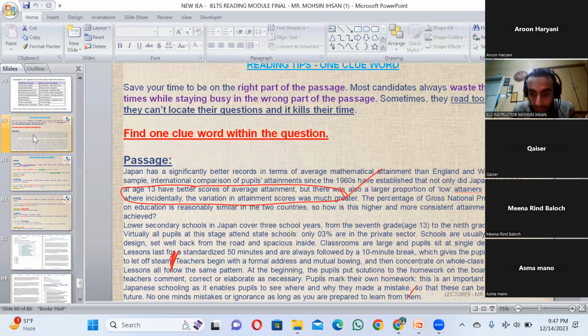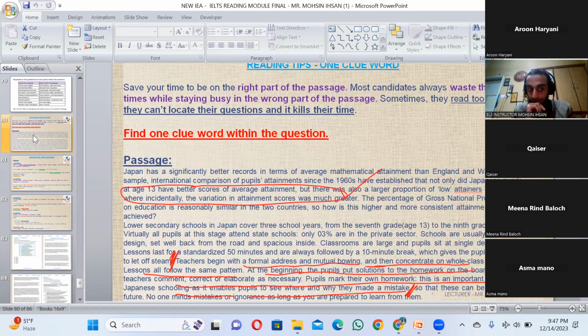इसमें आंसर है टीचर्स बिगिन विद अ फॉर्मल एड्रेस एंड म्यूचुअल बोइंग, and then concentrate on whole class teaching. Lessons are follow on the same pattern. At the beginning the pupils put solutions to the homework on the board, then the teachers comment, correct or elaborate as necessary. Pupils mark their own homework. This is an important principle in Japanese schooling as it enables pupils to see where and why they made a mistake.